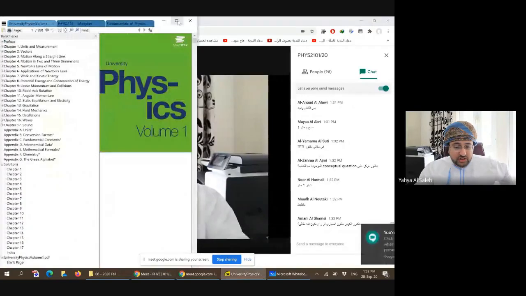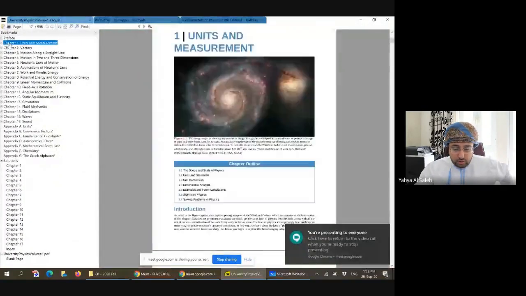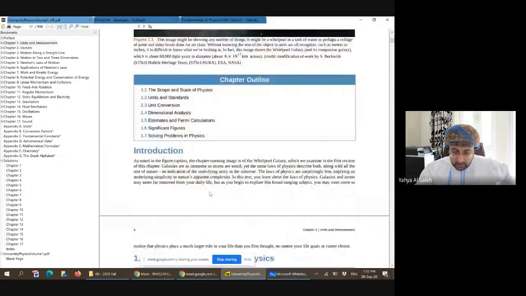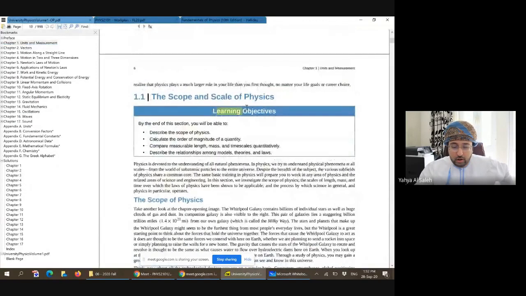To those who are saying chapter 1 is memorization, let me go to chapter 1 and very quickly go through it. Okay, let's look here. What are the learning objectives? What is the scope of physics? To explain everything, big and small. There's nothing to memorize. Order of magnitude and quantity calculations.